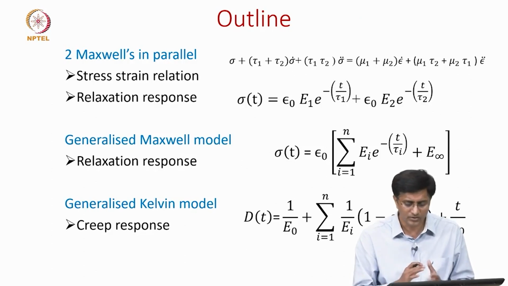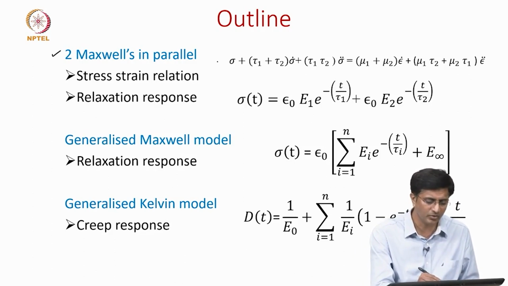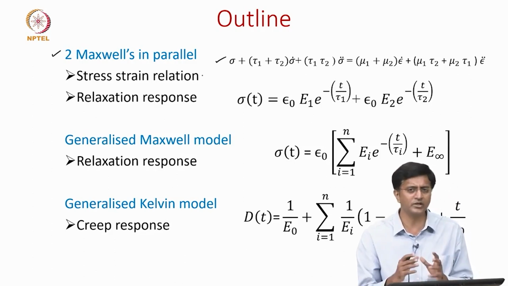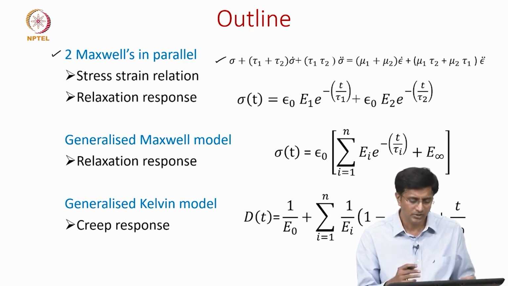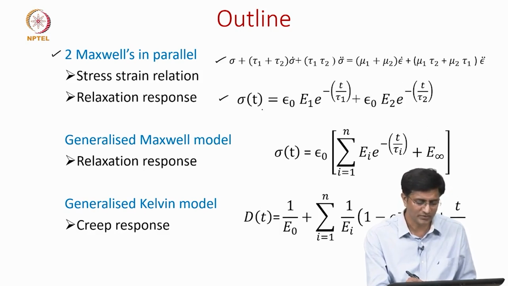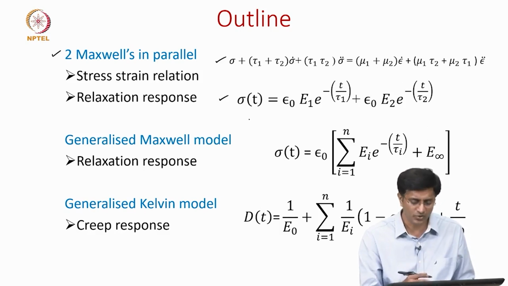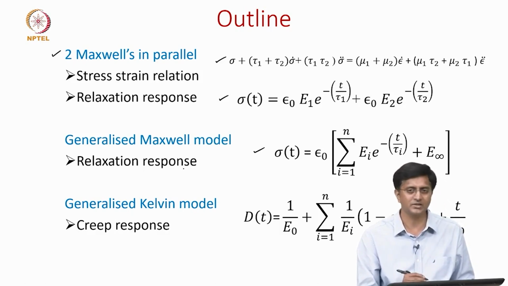So, finally, to summarize, we started with 2 Maxwells in parallel, where we were able to derive the stress strain relations, but we noted that we get a very long or complicated differential equation, which is difficult to solve even for simple loads. For that reason, for finding the response we use superposition. We started by looking at the relaxation response for 2 Maxwell models. Using the same approach we extended it to the generalized Maxwell model, where we found the relaxation response.